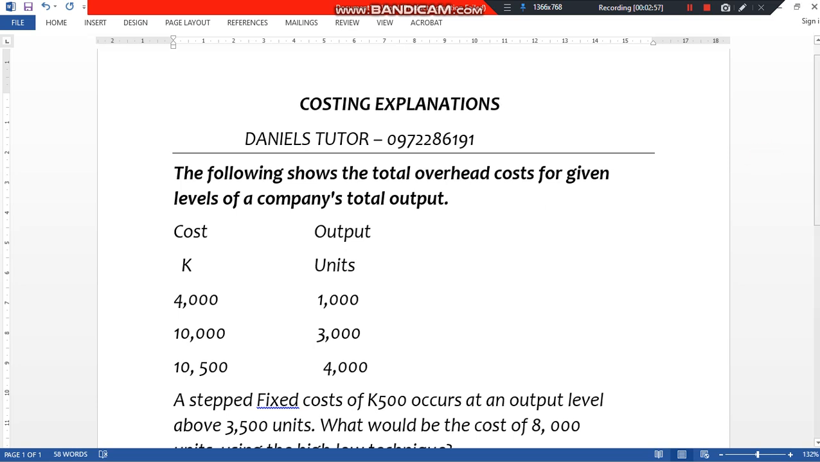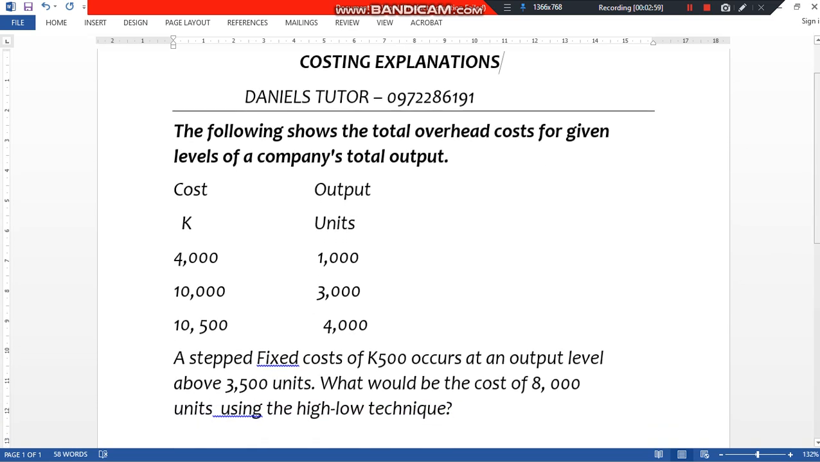Okay, so the question here says the following shows the total overhead cost for given levels of a company's total output. The cost of 1,000 units is 4,000. The cost of 3,000 units is 10,000. The cost of 4,000 units is 10,500. The sentence here says a stepped fixed cost of 500 occurs at an output level above 3,500 units. What would be the cost of 8,000 units using the high-low technique?